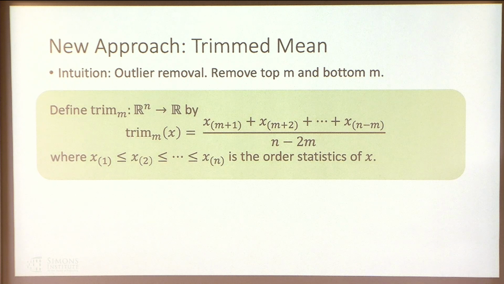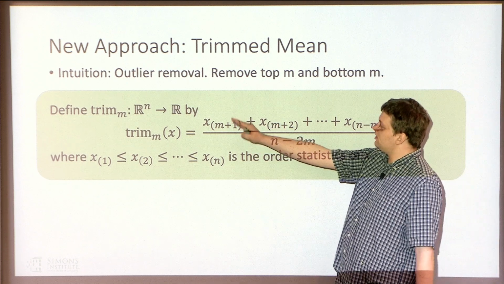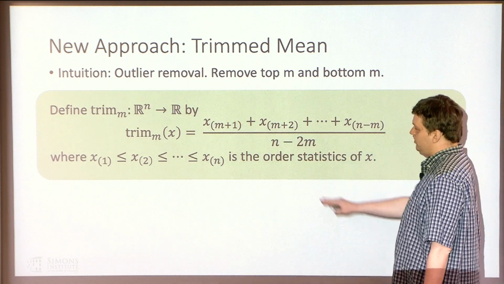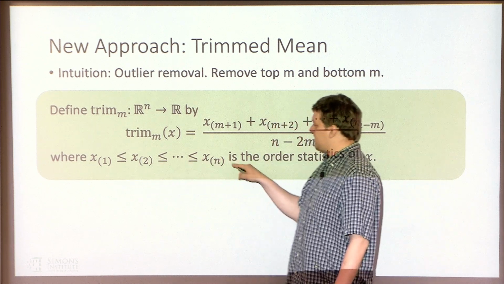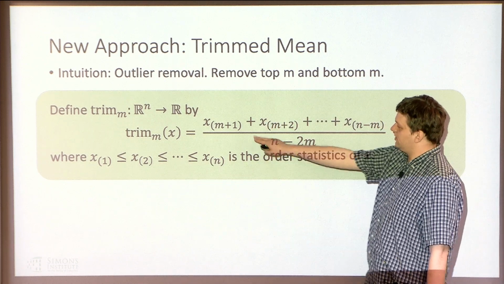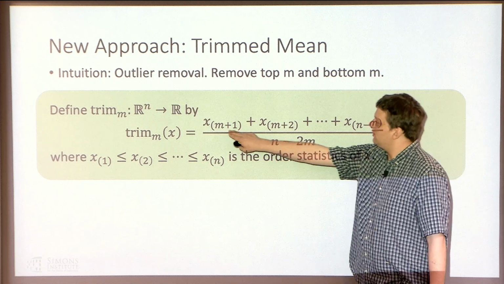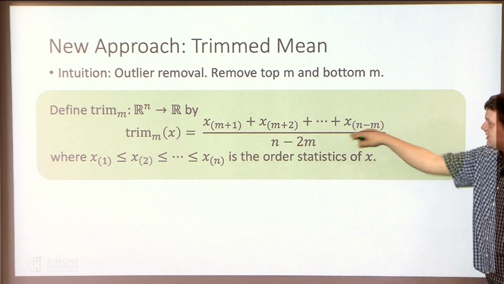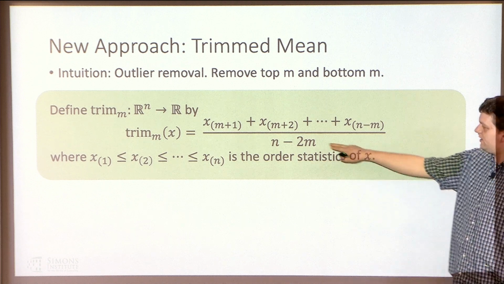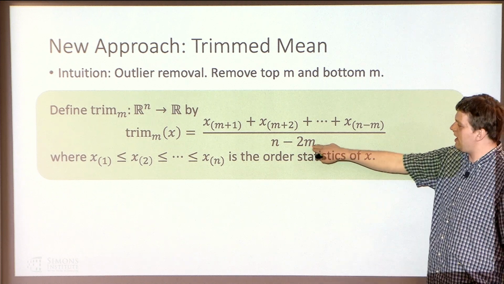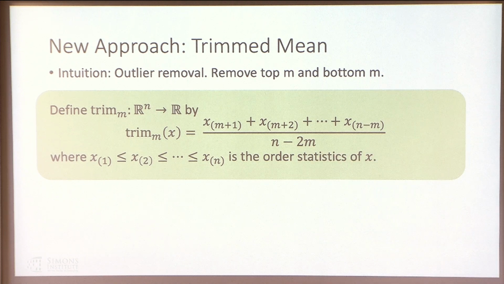A little bit more mathematically, it's a function that takes in n samples and outputs a single one. What you do is you sort the samples, so you get x1 through xn in sorted order, and then you output the average of the samples from m plus 1 to n minus m, and you average that over n minus 2m, because you've removed 2m of them. That's the right scaling. So it's a fairly simple operation, but the nice thing is that now a single point is not going to throw things off too much.